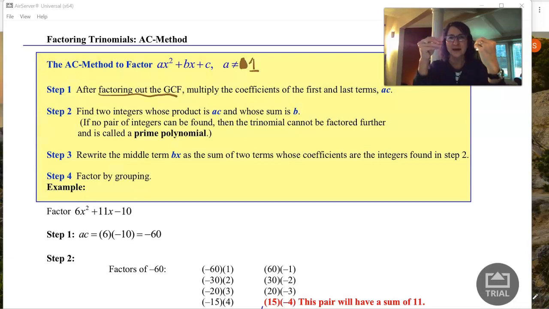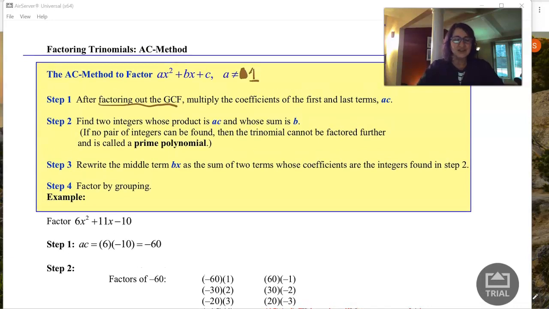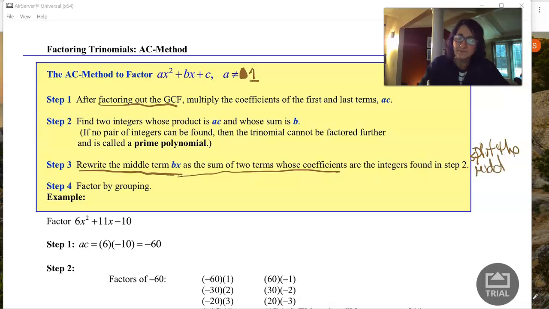So we do the same thing. We look for what two numbers you can multiply to get that product that comes from the AC, but whose sum is B. But then what we're going to do is actually rewrite the middle term as the sum of the first two terms. So this step right here is called splitting the middle. We're going to split the middle. And then we group. So let's go ahead.